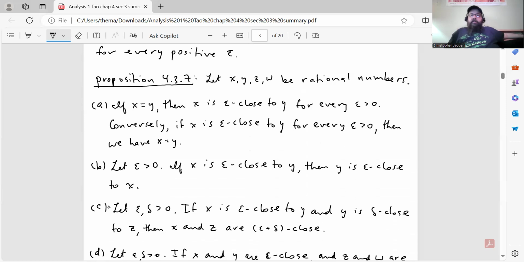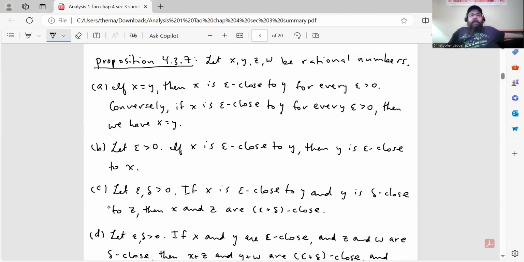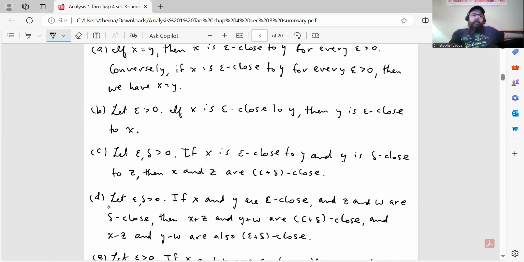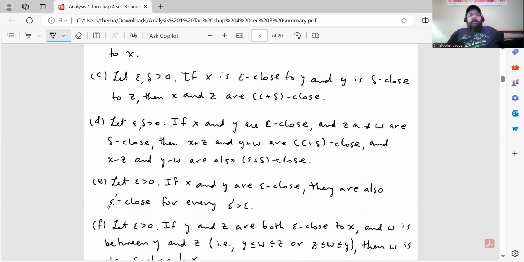Let x, y, z, w be rational numbers. Then we have some properties here that involve the notion of epsilon closeness. Part A, if x equals y, then x is epsilon close to y for every epsilon greater than 0. Conversely, if x is epsilon close to y for every epsilon greater than 0, then we have x equals y. All right, part B, let epsilon be greater than 0. If x is epsilon close to y, then y is epsilon close to x. Part C, let epsilon and delta be greater than 0. If x is epsilon close to y, and y is delta close to z, then x and z are epsilon plus delta close.